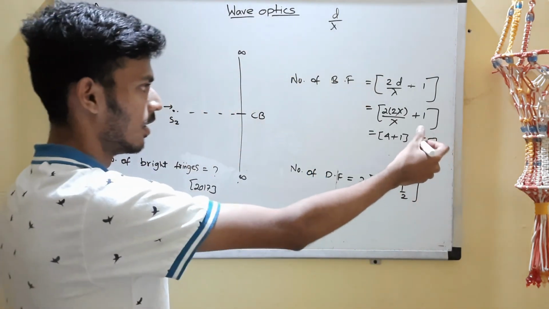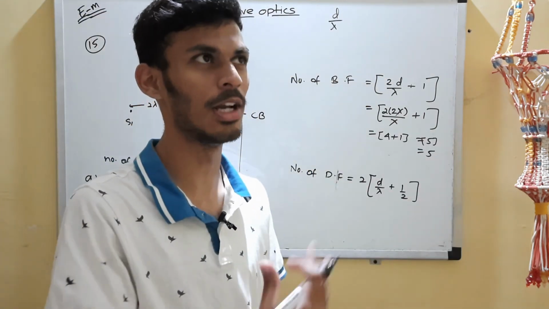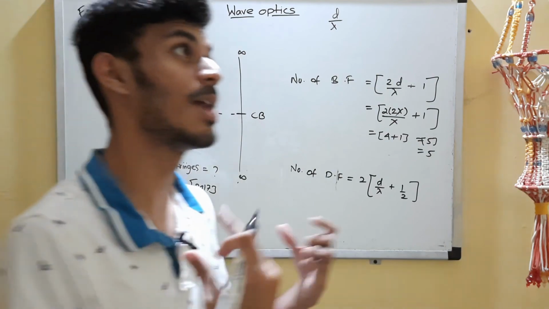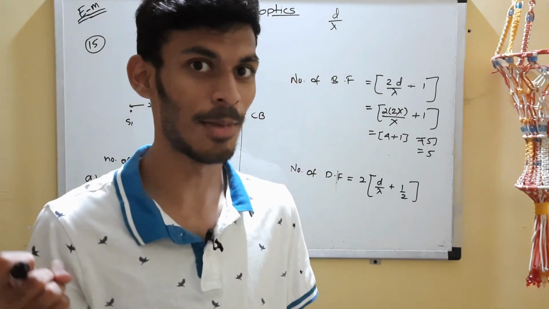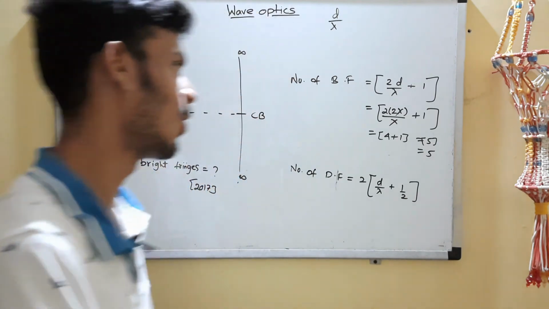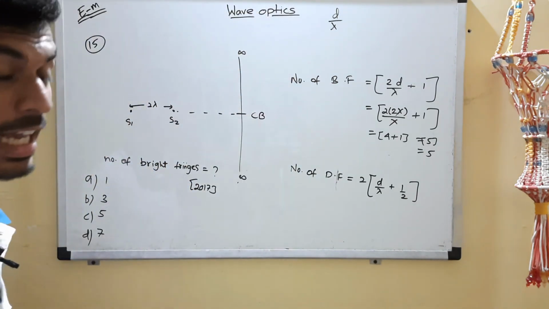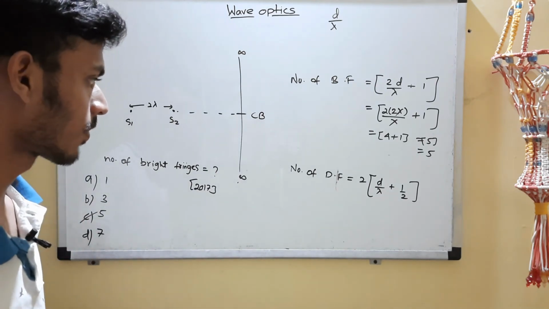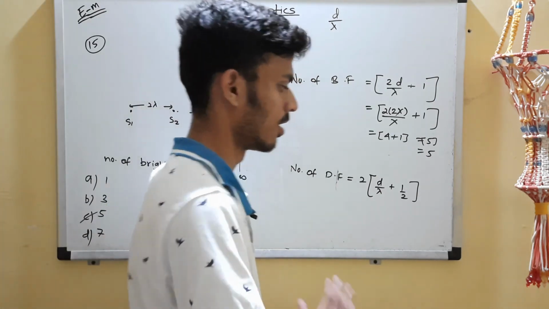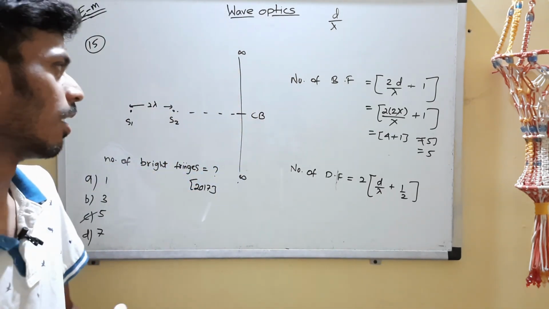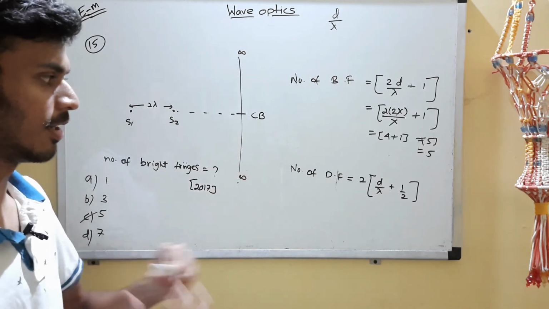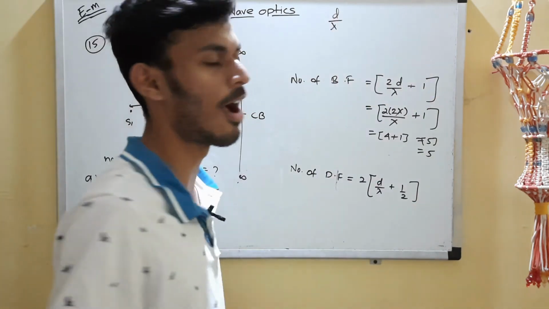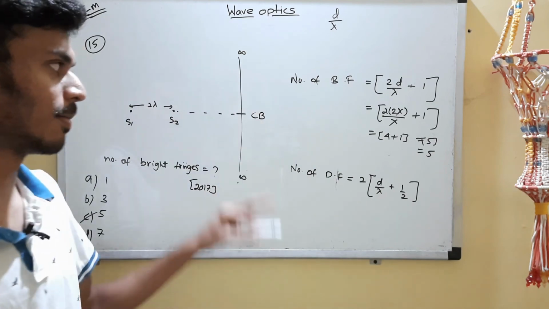In some cases you might not get an integer value, say 5.3. So you have to focus only on the integral part. Even if it's 5.9, just take the integral part, which is 5, not 6. Don't round off, take the integral part. That is the greatest integer function, if you know it. So option C, 5, is the correct choice over here. And this formula is for your dark fringes, where you don't have to worry about the central bright, so you can directly apply the formula. Whereas in this case you have to think about whether there will be a central bright at this position.